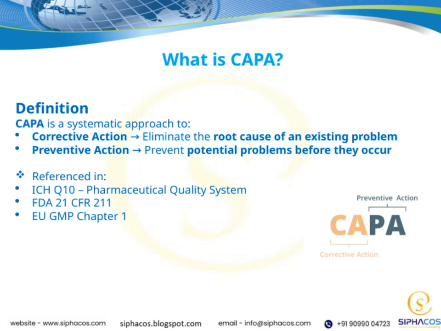You'll also notice that CAPA is referenced in several important regulations and guidelines, such as ICH Q10, which is the Pharmaceutical Quality System, the FDA 21 CFR 211, and EU GMP Chapter 1. These standards emphasize how vital CAPA is in ensuring product quality and patient safety. So, in essence, CAPA is about continuously improving our processes by fixing issues that exist and preventing future ones, making it a fundamental part of our quality management system.